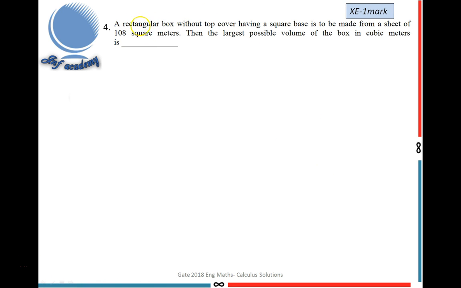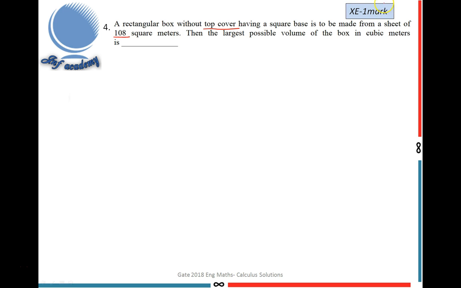Now the fourth problem: a rectangular box without top cover having a square base is to be made from a sheet of 108 square meters. Then the largest possible volume of the box in cubic meters is dash. This question is from XE department.